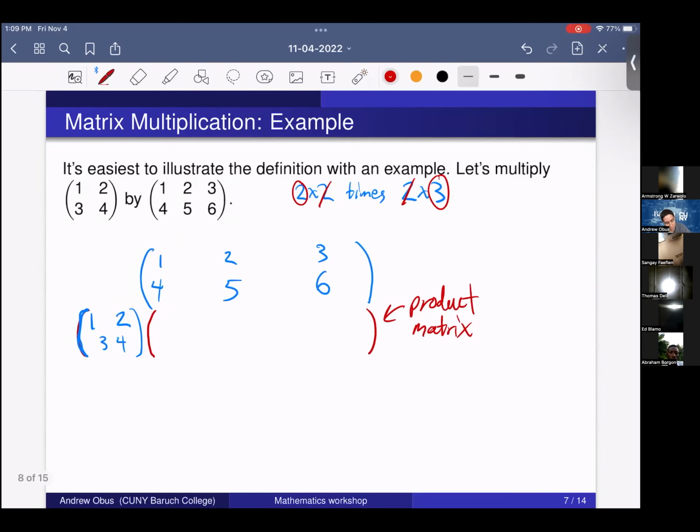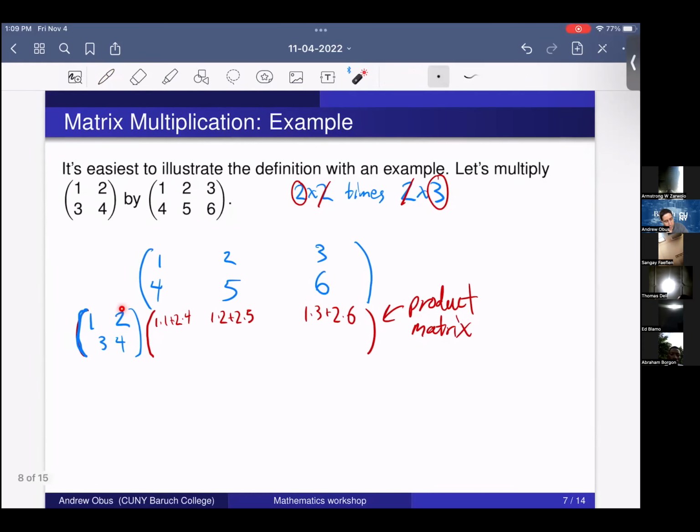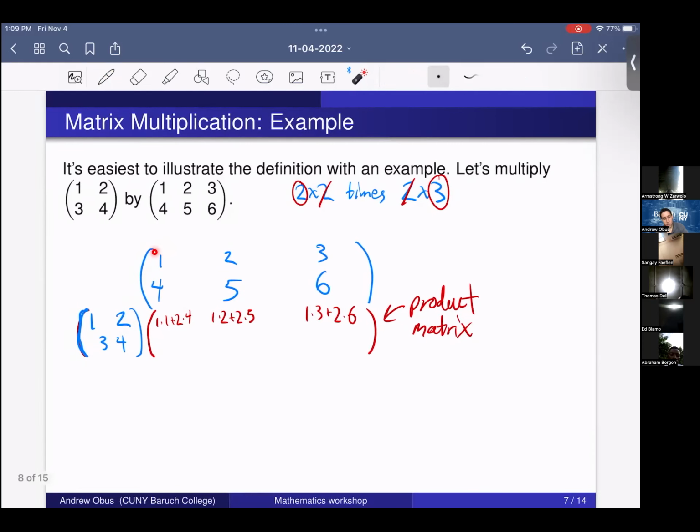So what I get in the first entry is 1 times 1 plus 2 times 4. In the next entry, I'm going to do 1 times 2 plus 2 times 5, and in the last entry, I'm going to do 1 times 3 plus 2 times 6. In each case, I'm taking the dot product of this row with the appropriate column. Here I have 1, 4, here I have 2, 5, and here I have 3, 6.